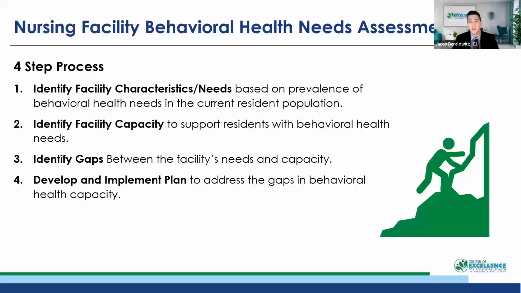Then in step 2, we're going to look at facility capacity. That means what kind of things do we currently have in place in our facility to support residents who have behavioral health needs. And we'll look at that from many different aspects. And hopefully as we're doing that, not only will you have a roadmap for how to evaluate your facility, but it'll also maybe give you some ideas for other things that you can do to support residents in your facility related to behavioral health, as it may be appropriate for you, right?